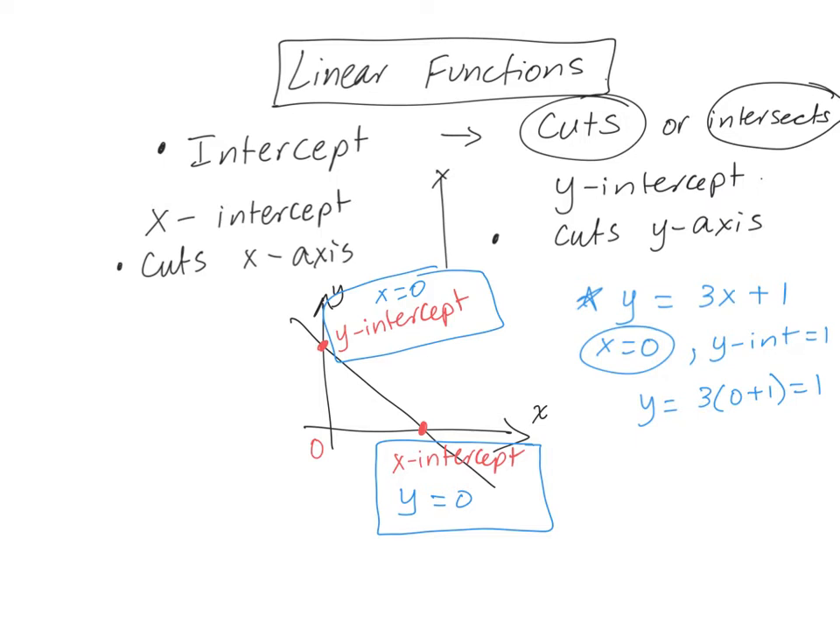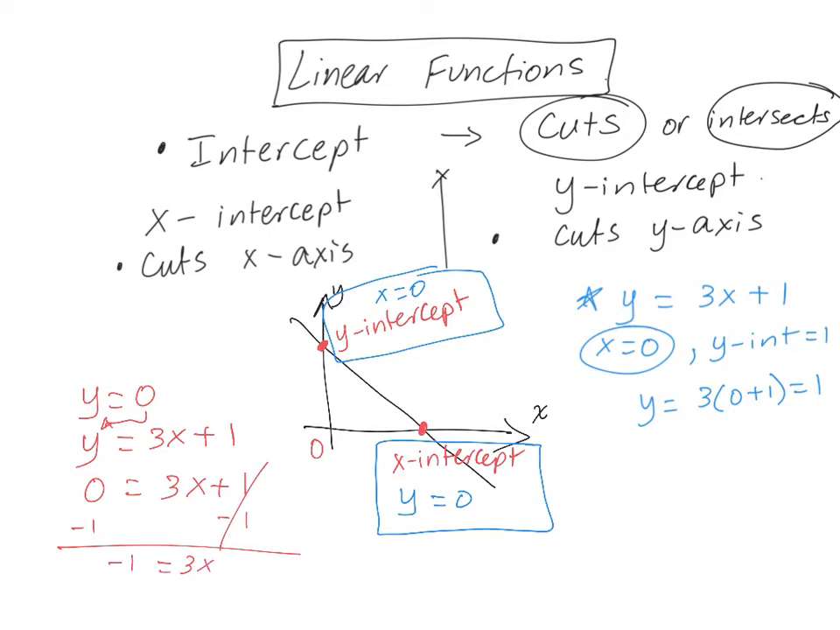So that's your first part. Now for the x-intercept, we'll put y as 0. So our equation is y is equal to 3x plus 1. So in place of y, let's put 0. And we can use SADMAP to solve this. So subtract 1, this cancels. And then divide by 3. So you end up getting x as negative 1/3.